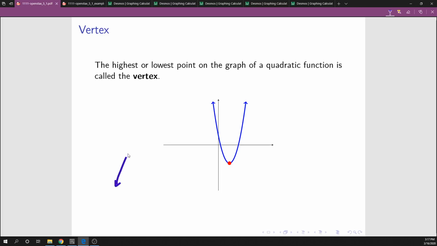Similarly, if the graph opens down like this, then the graph will have a highest point up there, and that highest point is called the vertex. So it's either the highest point or the lowest point on the graph. One of the things that we need to be able to do is to find the vertex given the formula.